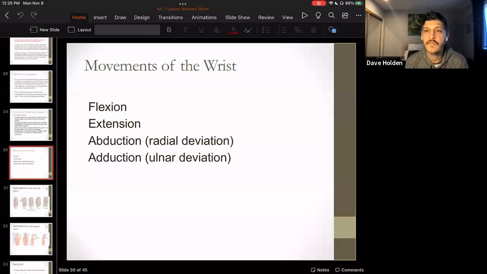All right, movements of the wrist, beginning in anatomical position. We have flexion, moving the hand up towards the face, and we have extension, so moving the hand towards the back of the body. Abduction, which is also called radial deviation, is deviating the hand towards the radius. You're probably not going to get that much movement. You will probably get more adduction or ulnar deviation, deviating the wrist towards the ulna.